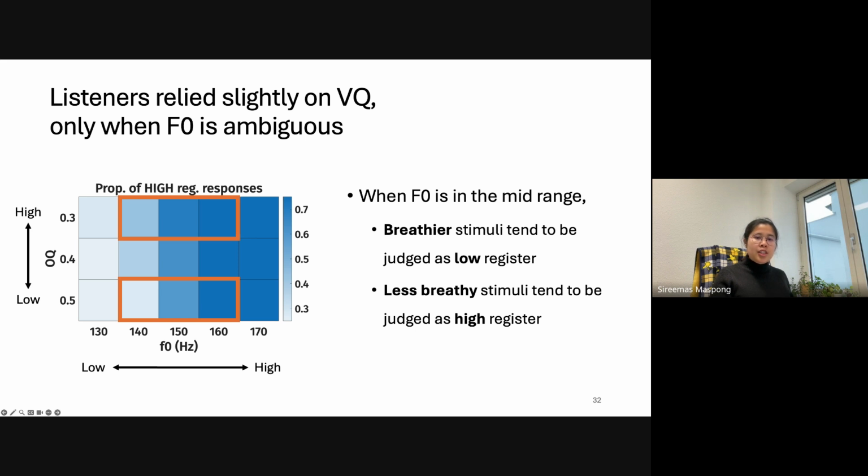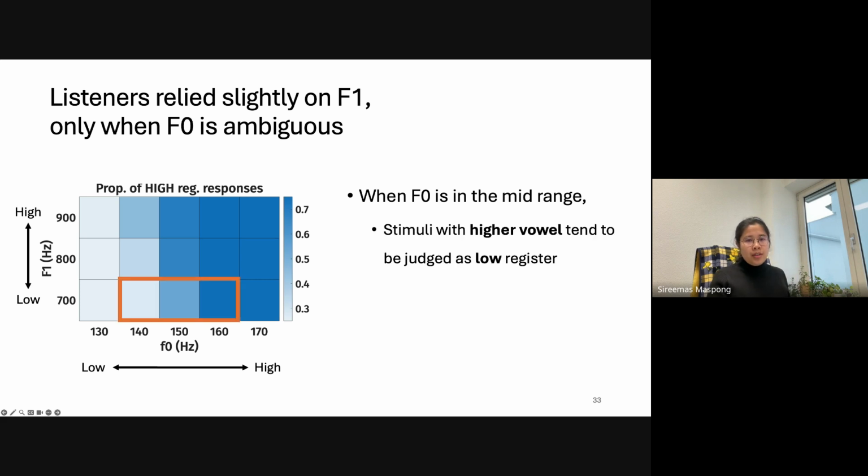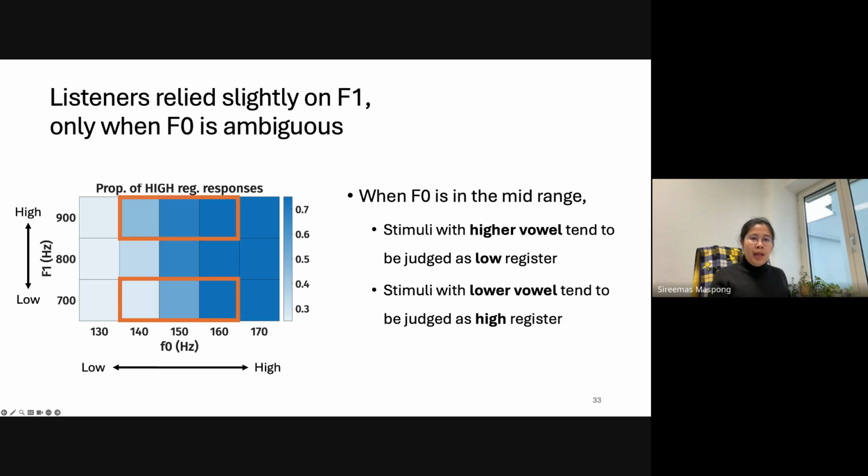Up here, it tends to be judged as high register. As you can see, these 3 cells have a darker color compared to these 3 cells. Same story with the F1. So stimuli with higher vowels tend to be judged as low register, and stimuli with lower vowels tend to be judged as high register, as you can compare from the color shades of the top and the bottom row.